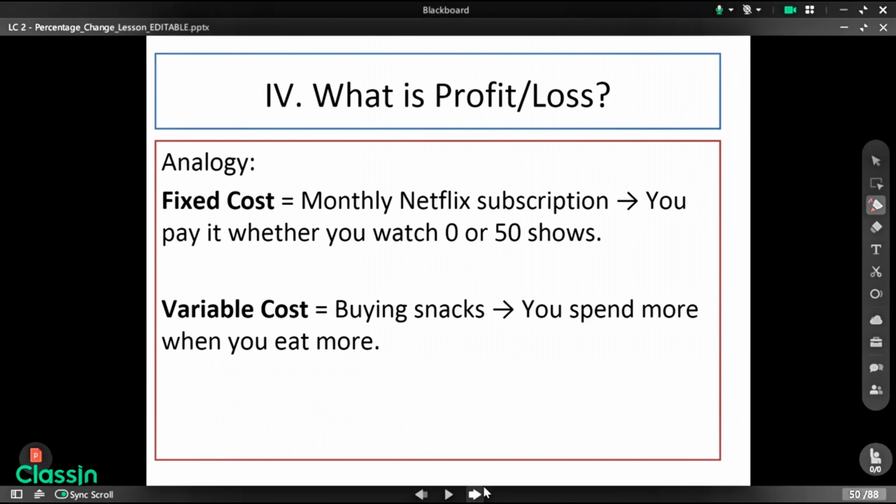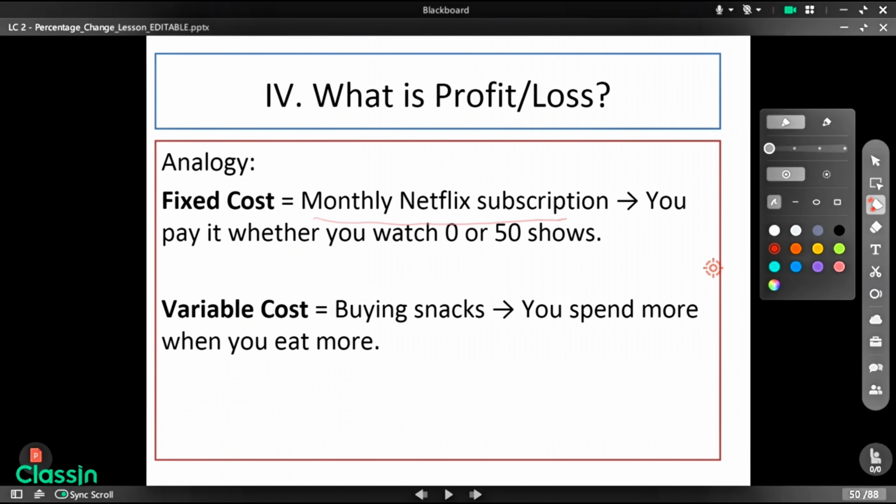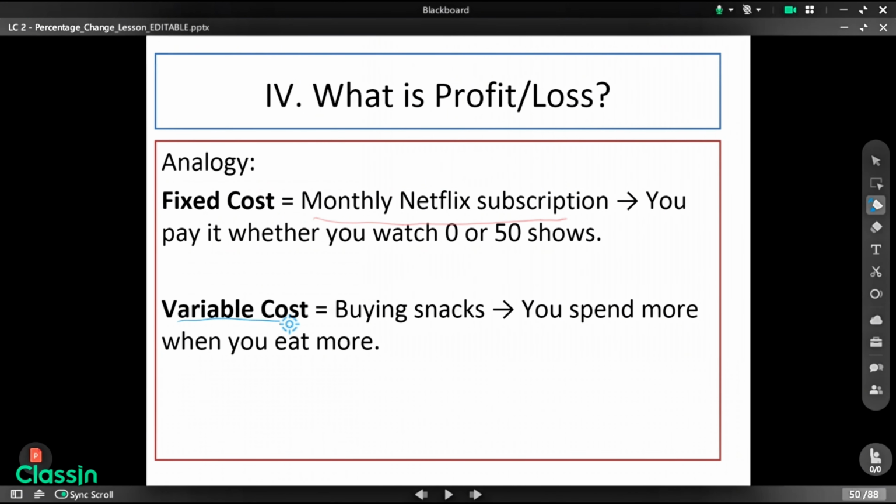Analogy. For the fixed cost, for example, the monthly Netflix subscription. You pay it whether you watch 0 or 50 shows, meaning it is constant. The rent is constant. The subscription is constant, whether you use it or not. For the variable cost, for example, you love eating snacks, and it depends. If you spend more, you are going to eat more. You will consume more. You will buy more. And that is the variable cost.